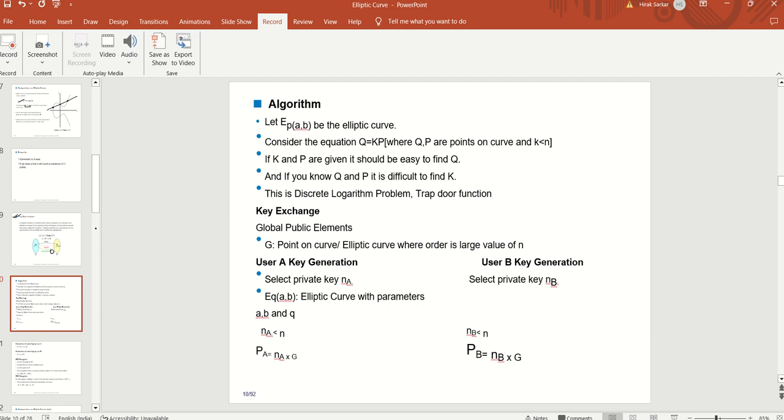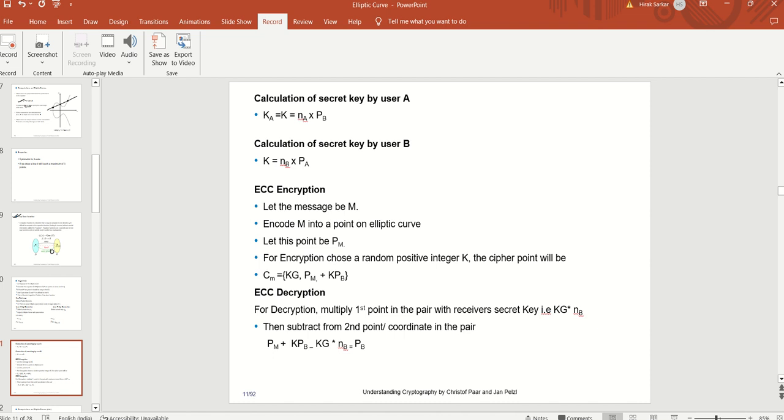Okay, select private key nB, which is less than n, and the public key PB is equal to nB times G. All these are private keys and public keys. Moving on, you have the secret key by user A, which is again a particular expression. Then you have the secret key by user B, another expression. Just the suffixes A and B have been exchanged, nothing else.